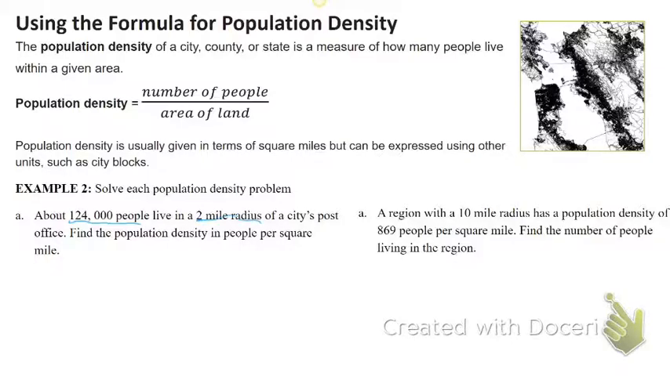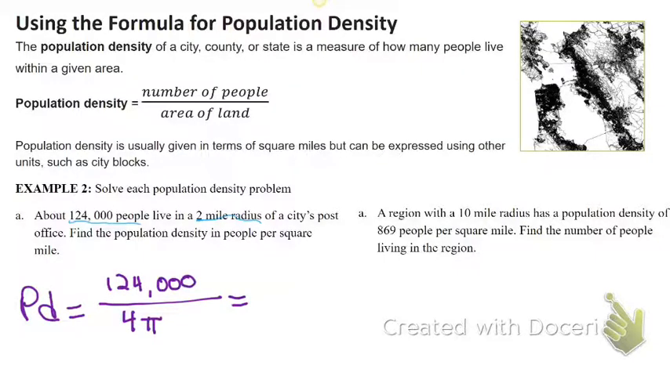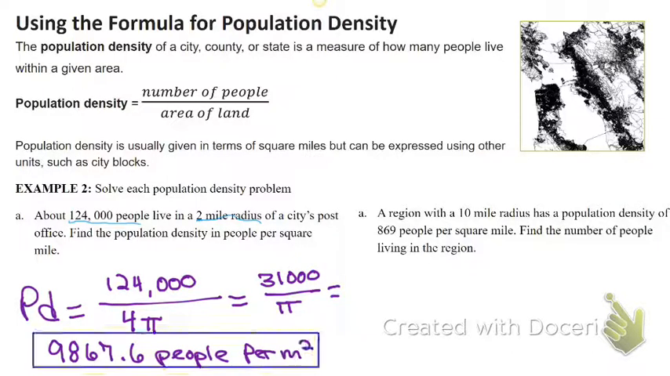So we are given 2-mile radius, so we know that we're talking about a circle, and we're going to have to find the area of that circle, which is going to be equal to pi r squared. This problem, simple, we can square 2, get 4, multiply that times pi. So we're going to substitute in: population density is going to be equal to the number of people divided by 4 pi. We can just simplify this, and we can use our decimal approximation to come up with the number of people per square mile.